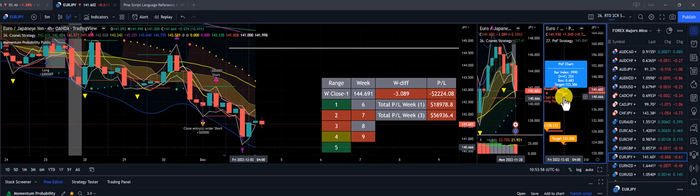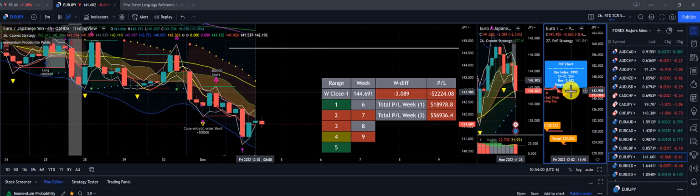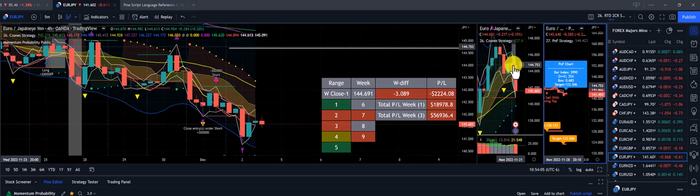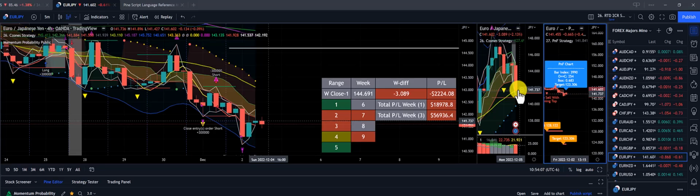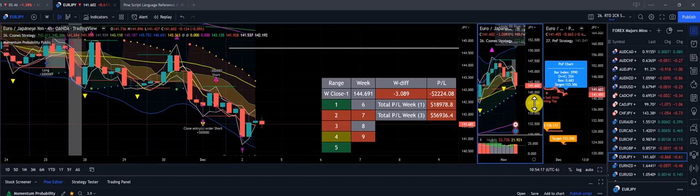Euro Japanese yen, we have a strategic target of 123.306 to the downside. Operational picture just broke below the dragon this week. As you can see, overall loss of 308 pips. Next week we will be trading this particular currency pair to the short side.